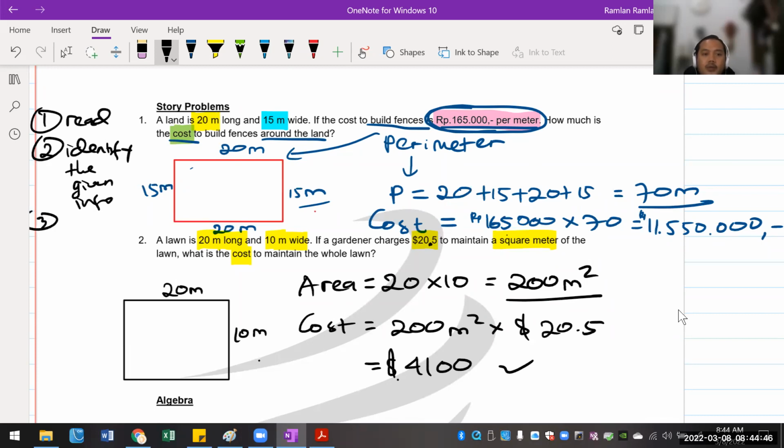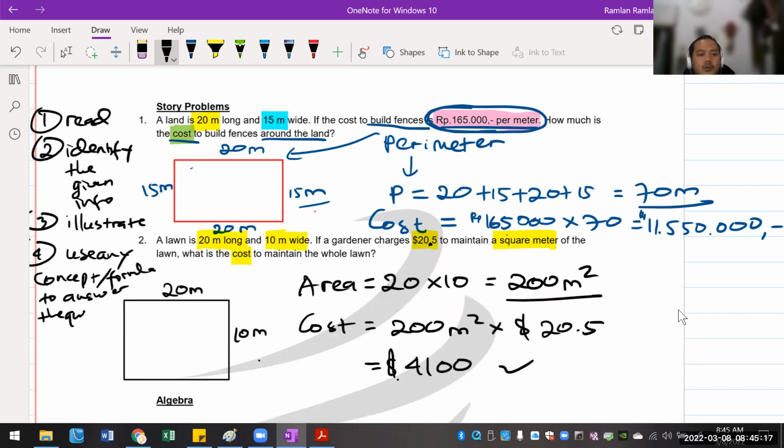And then third, try to illustrate it into a picture, for example, because I didn't give you the picture, the illustration. And then fourth, what is being asked? Use any concept or formulas to answer the question. So these are the 4 basic steps. It's just from me.